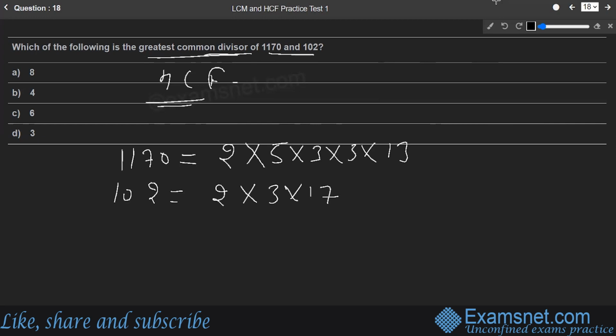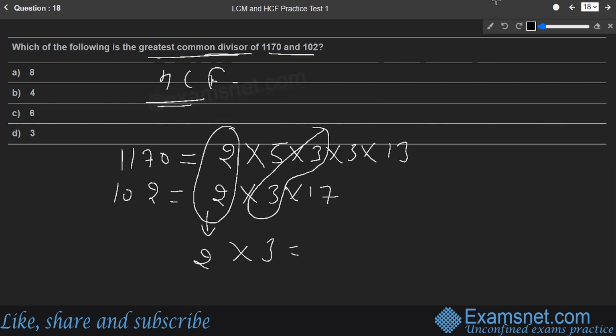What is the greatest common divisor, or the highest common factor? Let us find the common factors. One is 2, so 2 comes here. What else can we find as common? We can find 3 as common, so 3 can come here. These are the only common factors. So the greatest common divisor becomes 6, available in option C, and it is the right answer.